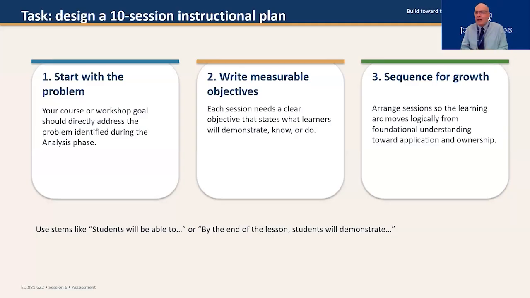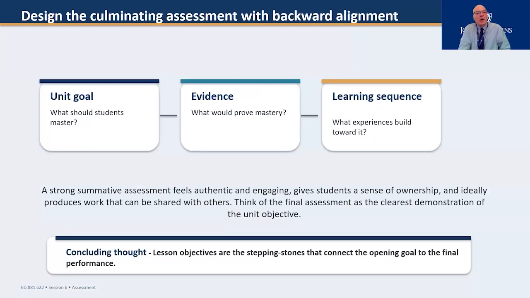And so we talk a lot about what should be the sequence for growth with your team project. So often we use stems like students will be able to, and by the end of the lesson, students will demonstrate. These are key wording patterns when we set forth measurable learning objectives. So what we do is we will walk through each of these stages. So we have typically what we call a unit goal. So we ask your team and we ask yourself to reflect on what should students master.